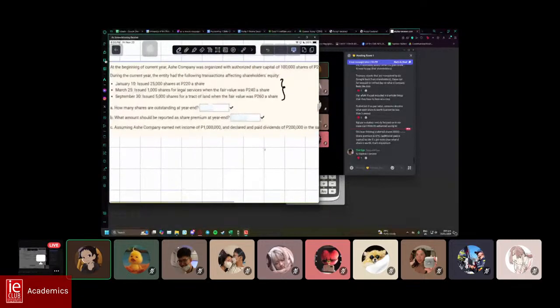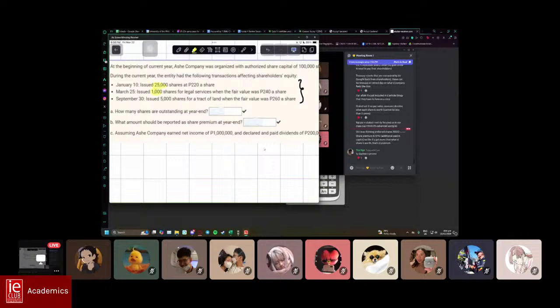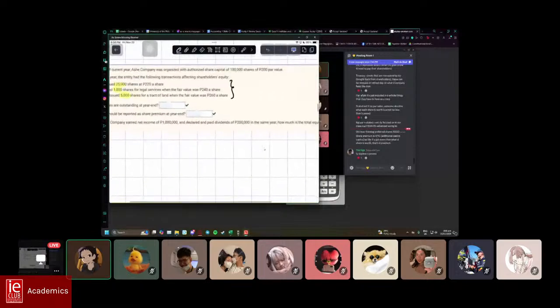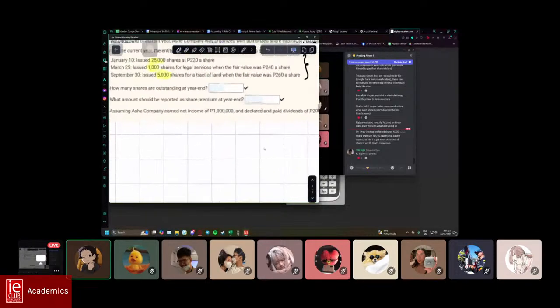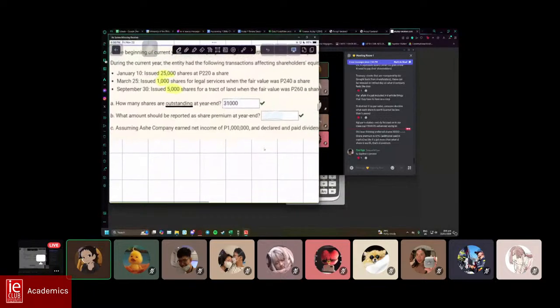I'm going to read it after all. January 10, issued 25,000 shares at 220 a share. Issued 1,000 shares for legal services when the fair value was 240 a share. Issued 5,000 shares for a tract of land when the fair value was 260 a share. Thankfully, the number of shares is given directly: 25,000, 1,000, and 5,000. And there's no mention of treasury stocks bought back. So to get the outstanding, you just add the 25,000, the 5,000, and the 1,000 to get 31,000.